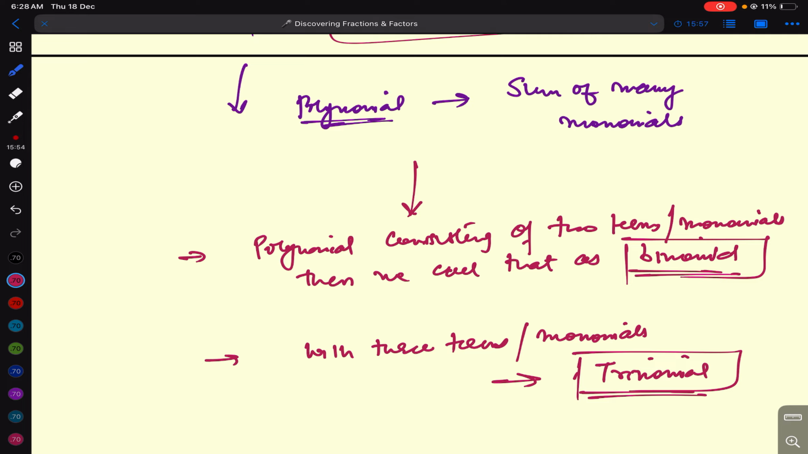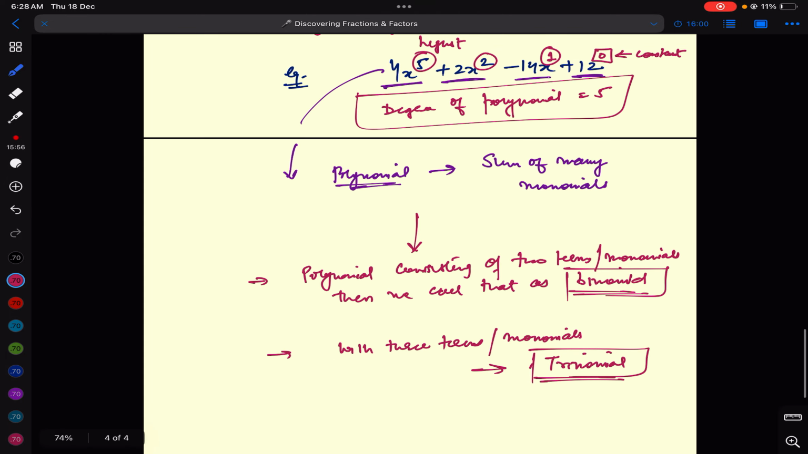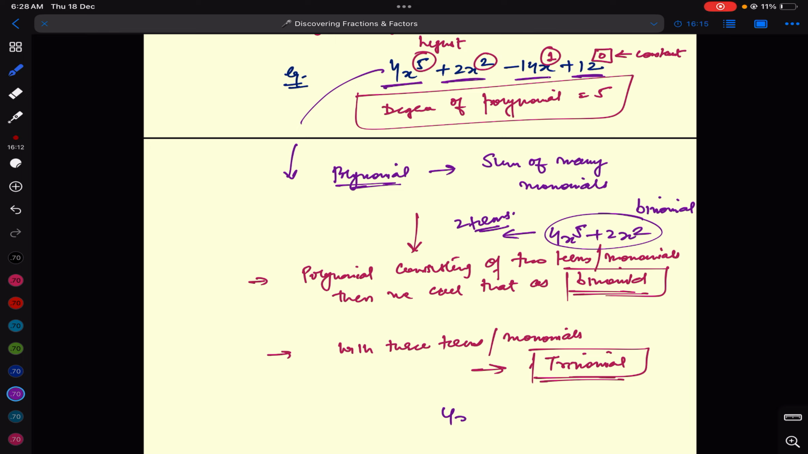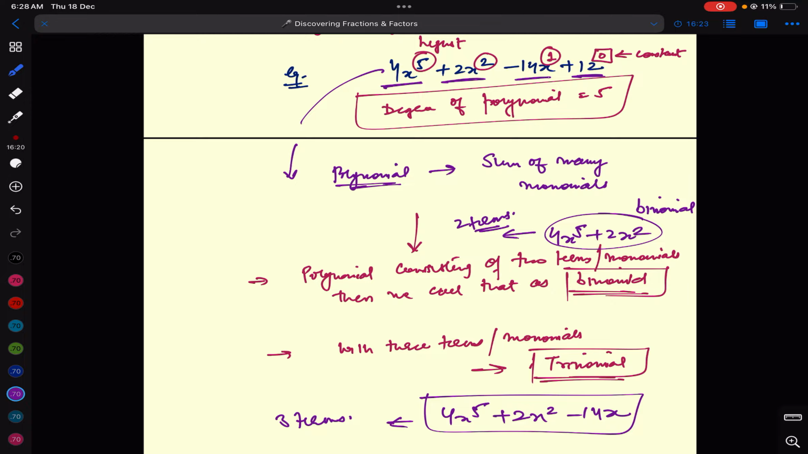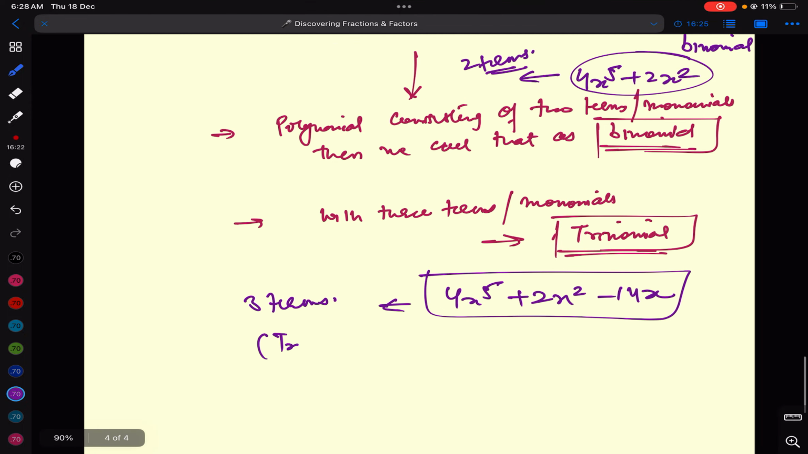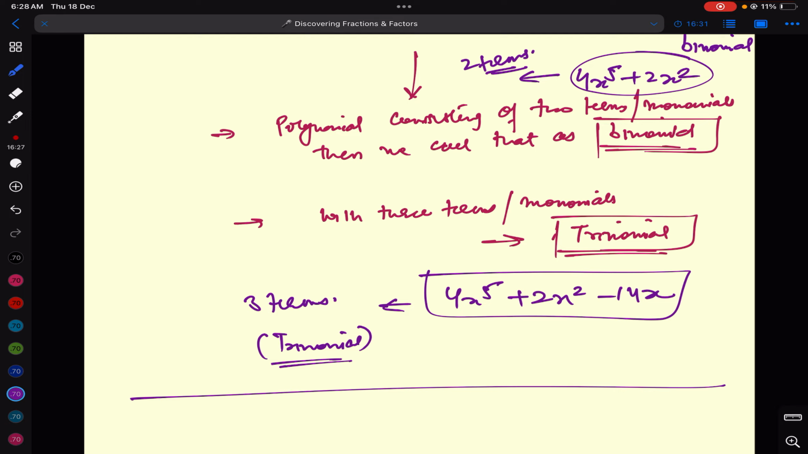So suppose, if I take that same example from the above case, let's say it was 4x to the 5 plus 2x square. Now here we have two terms, right? So this is a binomial. Similarly, if we take three terms, that is 4x to the 5 plus 2x square minus 14x. Now here we have three terms, so that is going to be treated as a trinomial. Clear? So that's what I was explaining to you about.